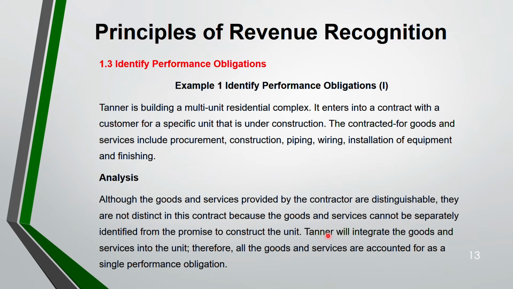Okay, so Tanner will integrate all these goods and services into one unit, even though you have promised in the contract that you are going to give piping, wiring, installation. They are not separate. So therefore, all the goods and services under this contract, that is construction, procurement, piping, wiring, are a single performance obligation, that is to transfer a specific unit. Okay.